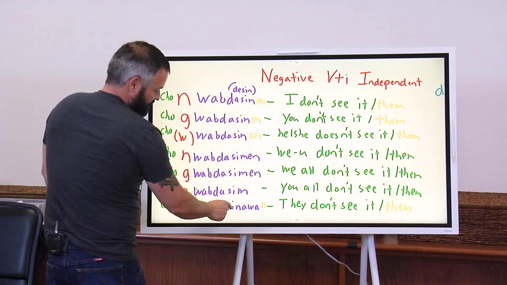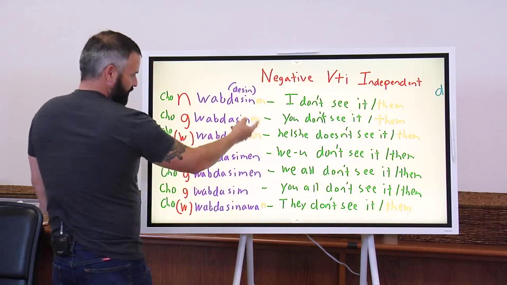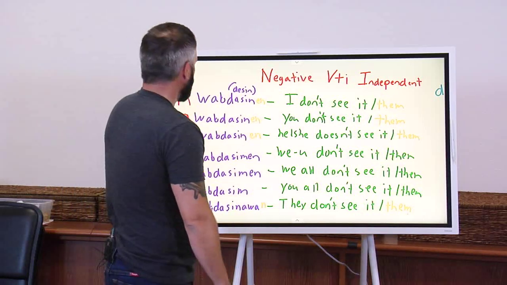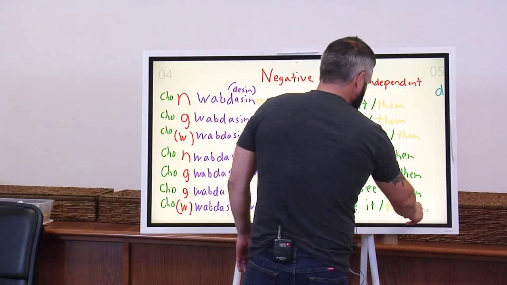You will notice that the s is inside here before the nawa. It doesn't come at the end, or sometimes it'll be at the end of it. So it's kind of inside of it. And that's the negative. Pretty simple, easy peasy.